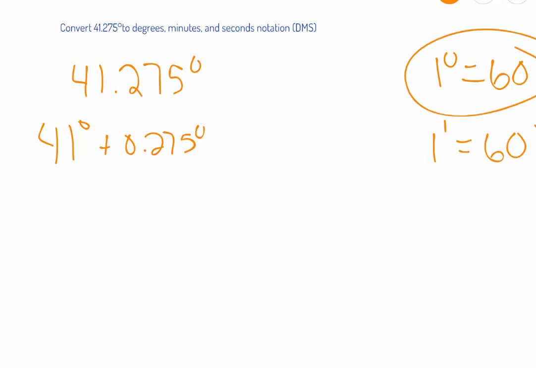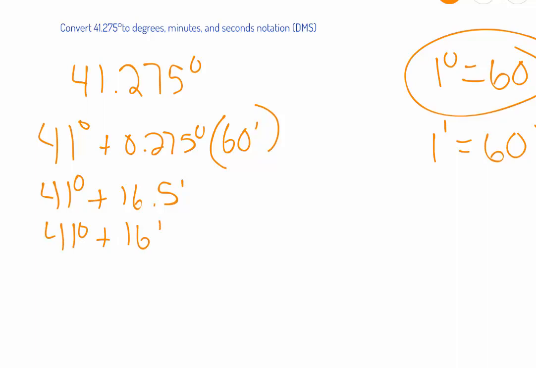This conversion says that 1 degree is equal to 60 minutes. So we take these 0.275 degrees and multiply it by 60 minutes. When we do this multiplication, we have 41 degrees plus 16.5 minutes. We can take that and break it down again. Drop down the 41 degrees plus the 16 minutes now. We're going to break apart the whole number and the decimal here: 16 minutes plus 0.5 minutes.